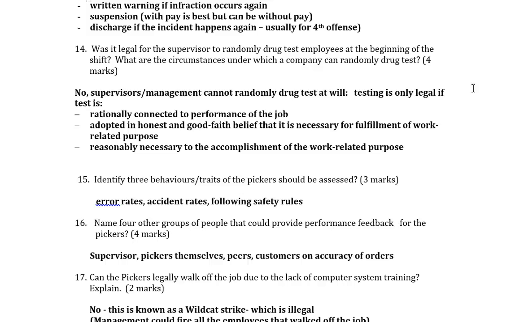So in other words, there might be circumstances whereby, if somebody has a drinking problem and they're driving a school bus, that could be an issue. So you might want to randomly test because obviously they can't perform their job well, or there's a huge safety risk if they are drinking. The other time when you can test is if it's an honest and good faith belief that it's necessary for the fulfillment of a work-related purpose.